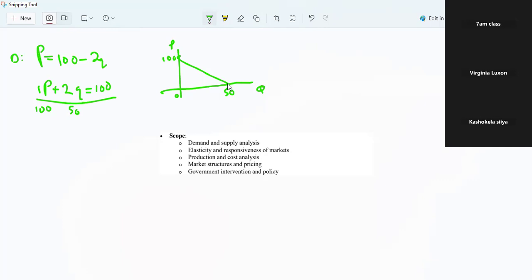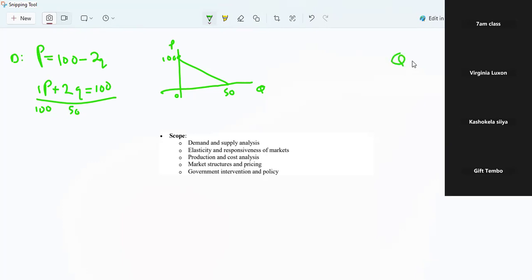Are you together? So help me try. Suppose you're given Q equals 50 minus 5P.